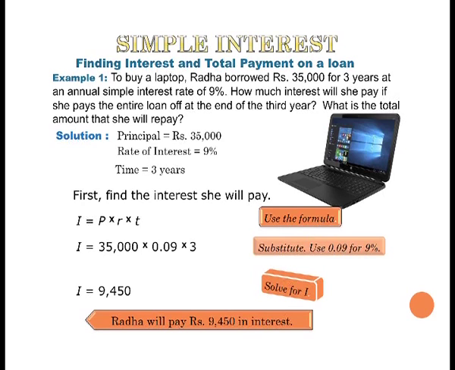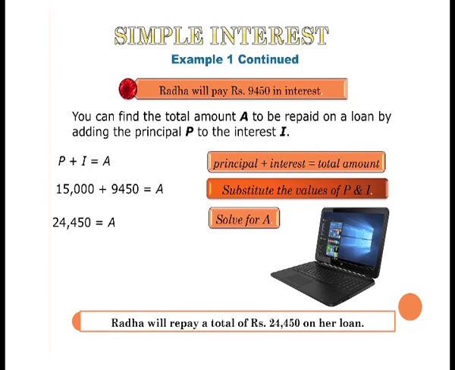Now the question is, we just compare what is principal. Principal stands for P, which is equal to 35,000, R equals 9% and T equals 3 years. We know that I equals P into R into T, which is equal to 35,000 multiplied by 9 upon 100, which is 0.09, multiplied by 3, which is equal to 9,450. That means Radha will pay rupees 9,450 as interest.